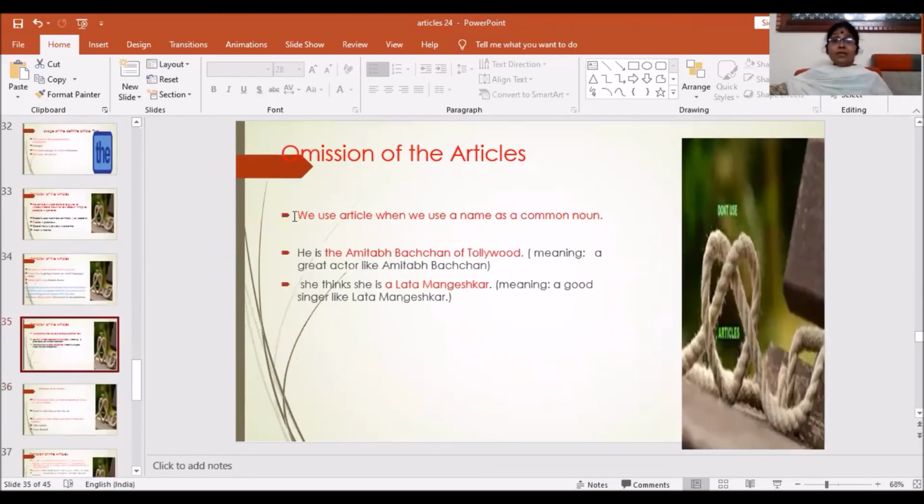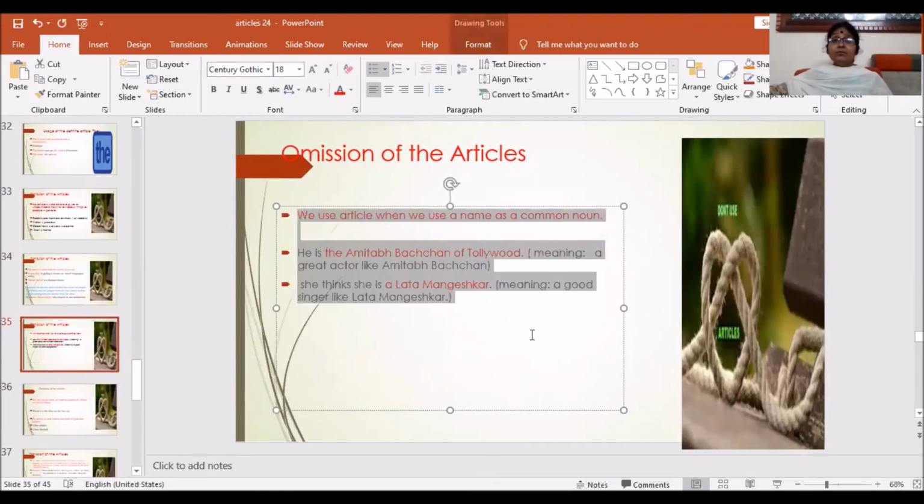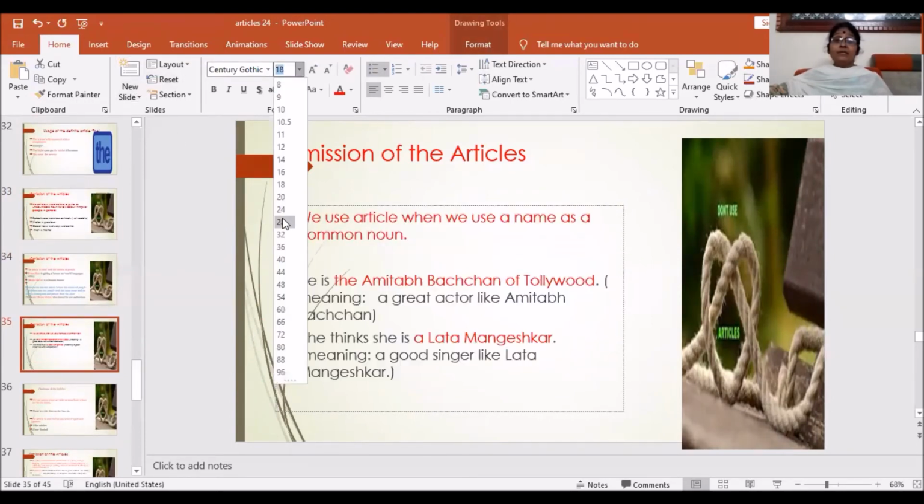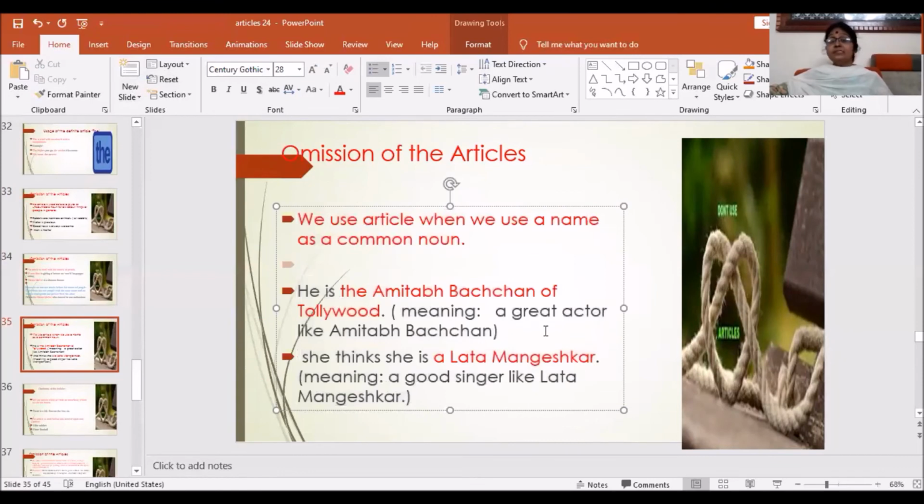Then we use articles when we change a proper name into a common name, right? Supposing, he is the Amitabh Bachchan of Tollywood, meaning a great actor like Amitabh Bachchan. So we are comparing him. So here Amitabh Bachchan becomes a common noun, so we use the article the. She thinks she is a Lata Mangeshkar, meaning a good singer like Lata Mangeshkar. Got it? So when we change the proper noun into a common noun, we will use our articles, right?